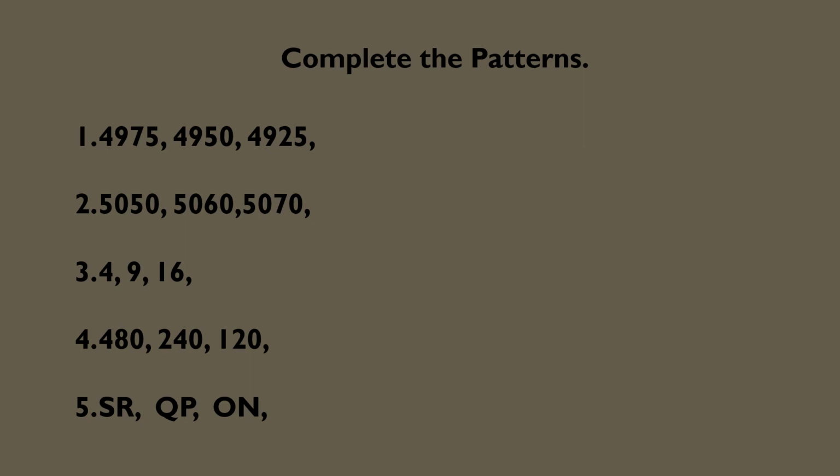So what will you do? You just subtract the second number from the first one. 4,975 minus 4,950. So what is the difference? The difference is 25. So then what will you do? You do the subtraction. In each number you subtract 25. So the next answer is 4,900. Then the next is 4,875.